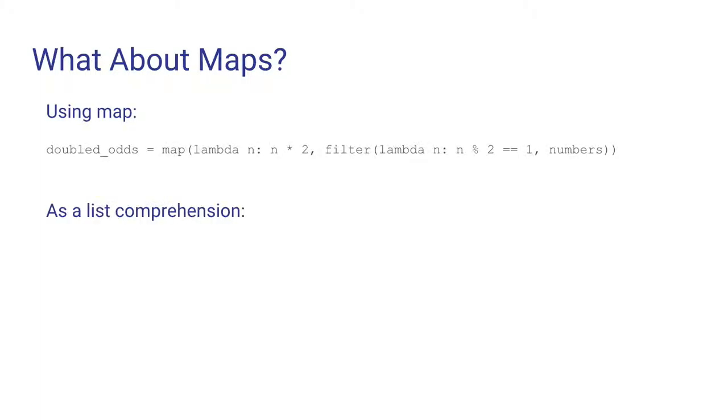So many people have used maps before, particularly those who've coded a lot in functional languages. So they tend to like maps better than list comprehensions. However, in Python, the syntax of maps using lambda functions, I think, makes it less readable than using a list comprehension. So here's an example.